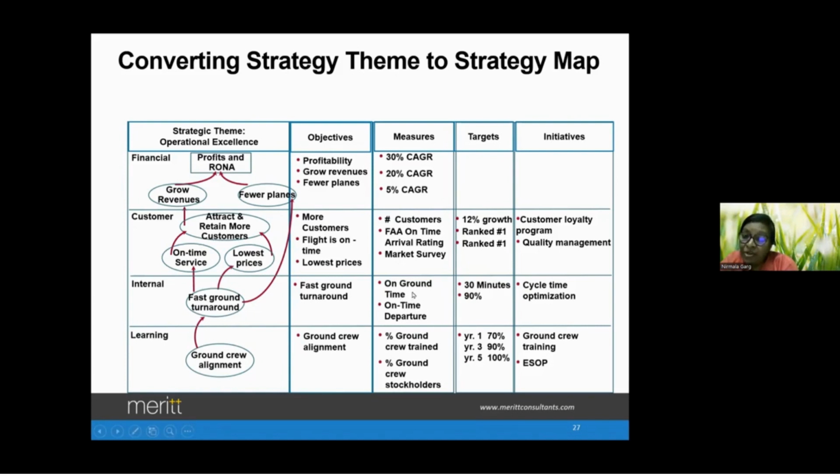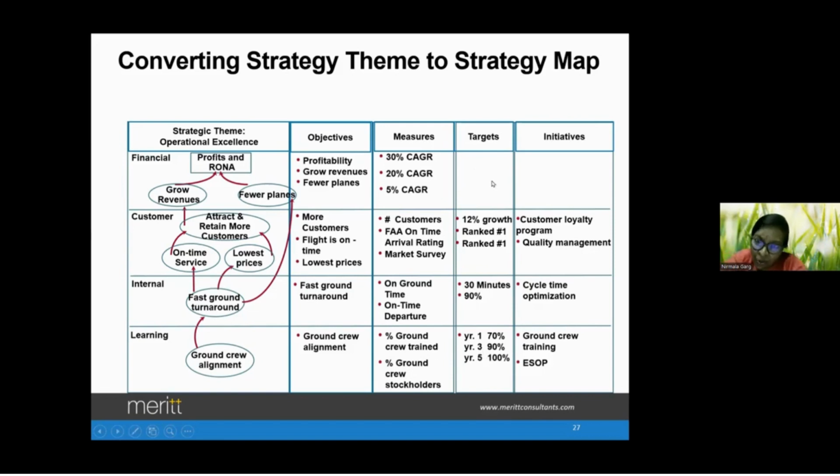Then once you have a measure, you also need to have a target saying that, hey, I want to achieve 90% on time. Then what will be the ground time? You also want to put a target saying it should be 30 minutes or 50 minutes, 20 minutes, whatever, depending on the calculations. Okay. Then, if this is the case, what will be the measures for the HR? How many people are trained? What is the percentage of ground crew trained? What is the percentage of other stakeholders who will be trained? So you will accordingly put targets.